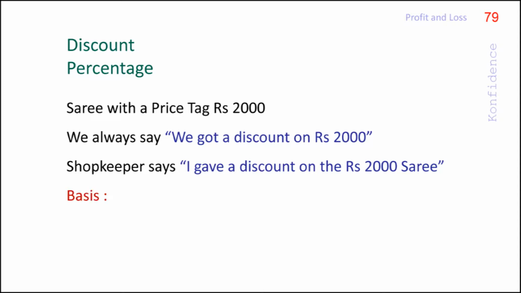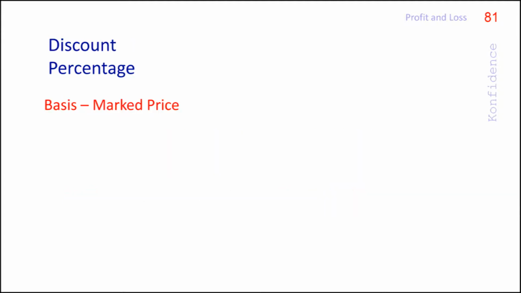This tells us that whenever there is talk of discounts, it will happen on the basis of the price marked on the object, that is, the marked price. The marked price is the one on the tag, and we will talk of discounts based on the tag price and not on any other figure. Therefore, the basis of calculations for discount percentage has to be marked price. Discount is therefore found out with the basis being the MP.